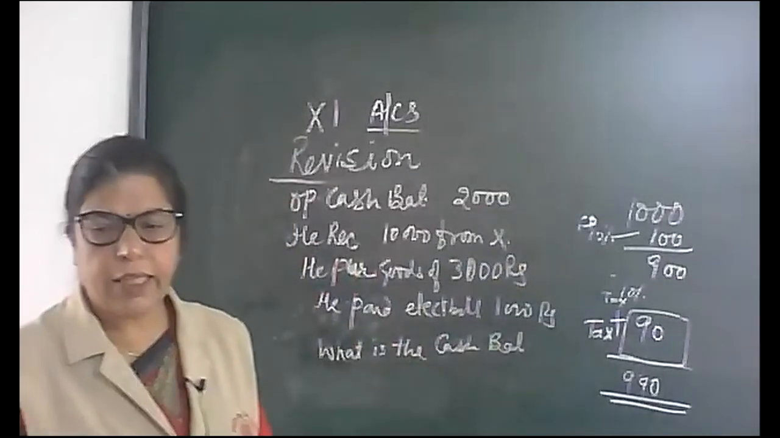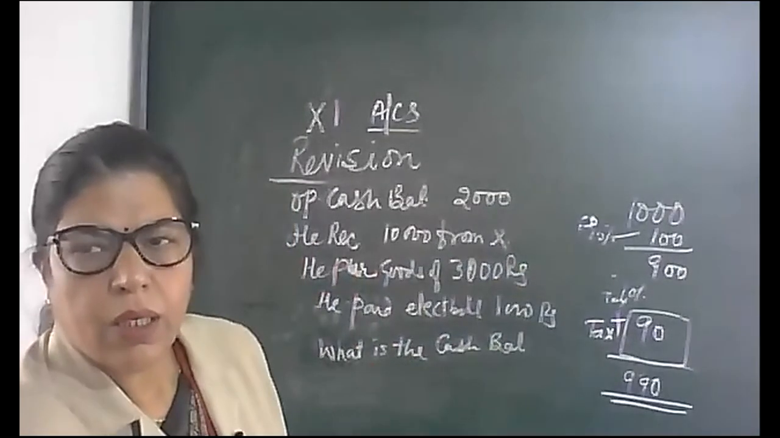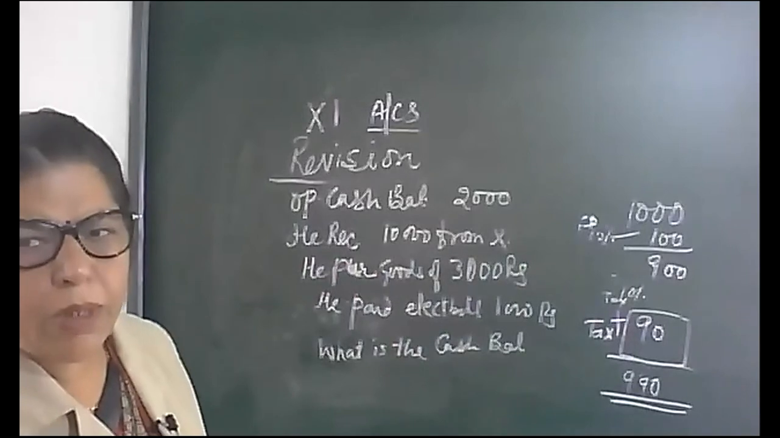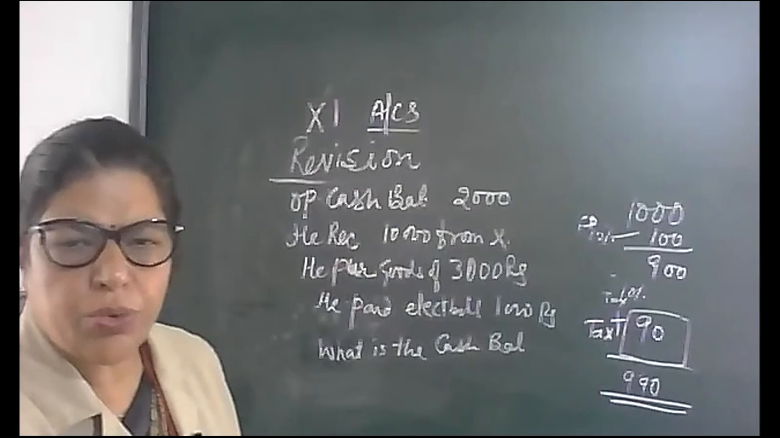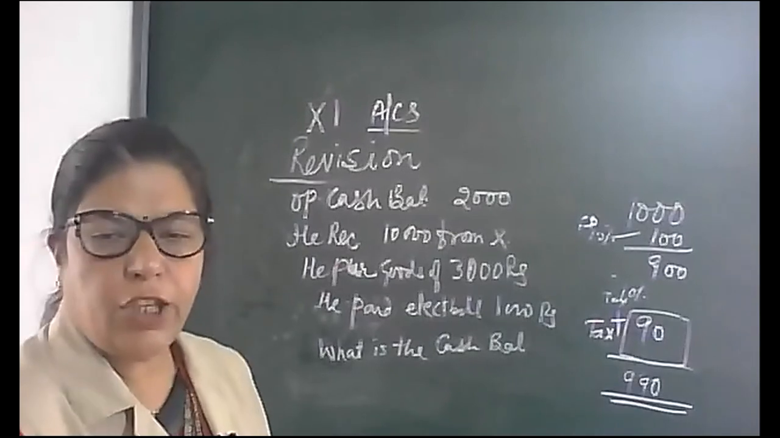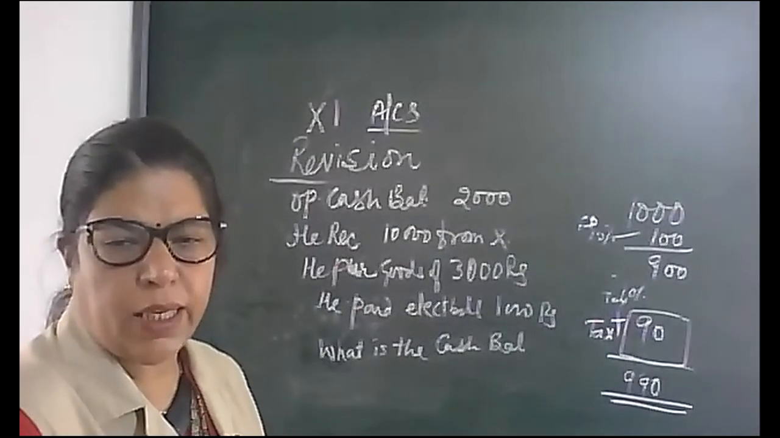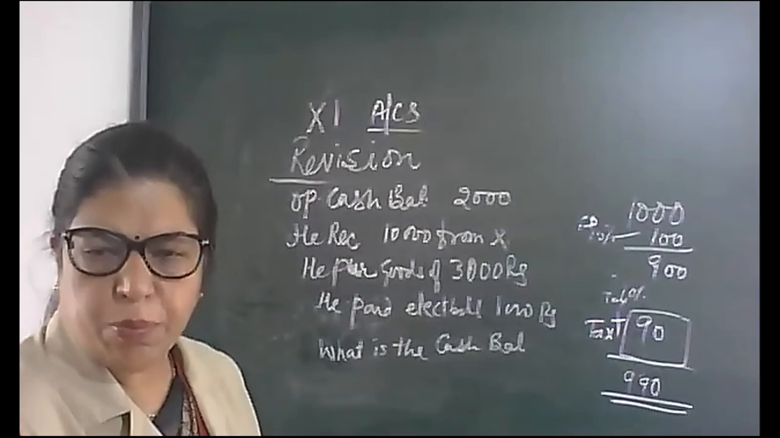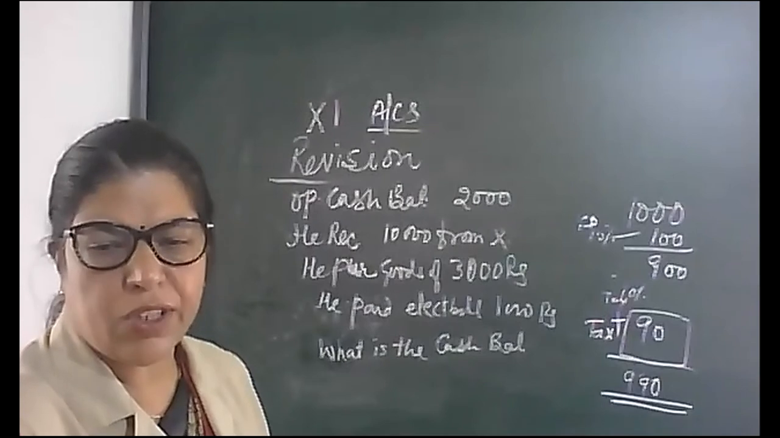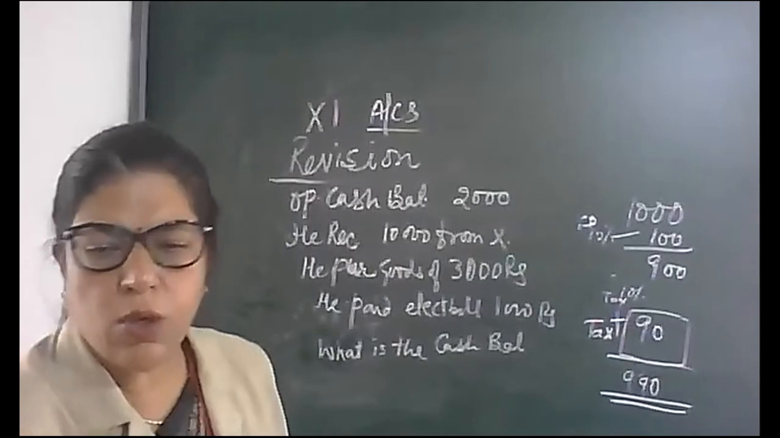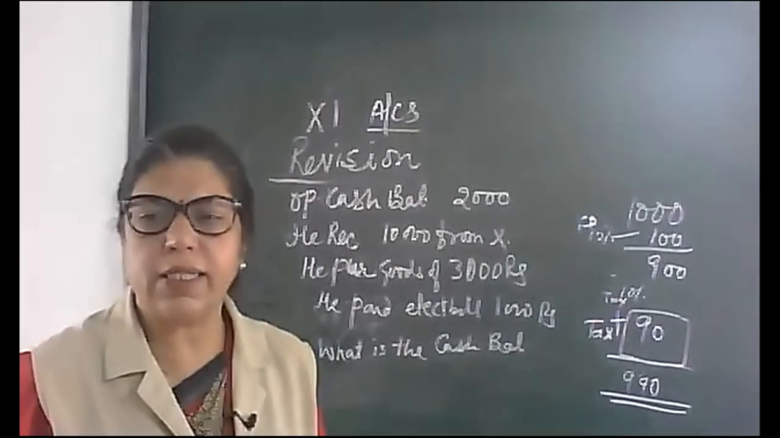What is the cash balance? Yes, I am sure you all must see the question easily. Opening cash balance 2,000 rupees. He received 10,000 rupees from Mr. X. He purchased goods of rupees 3,000. Then he paid electricity bill of 1,000 rupees. What is the closing cash balance or what is the cash in hand?